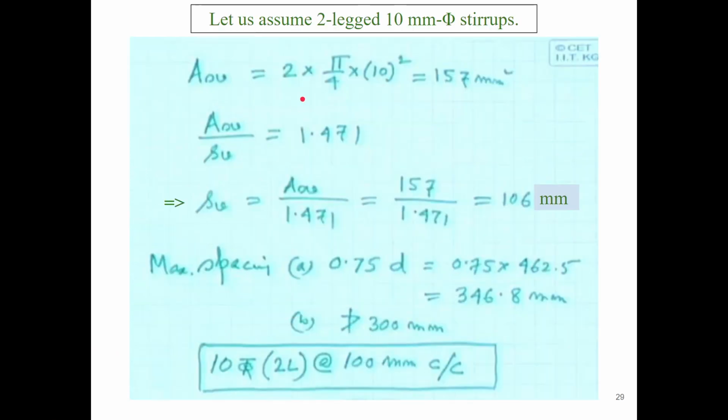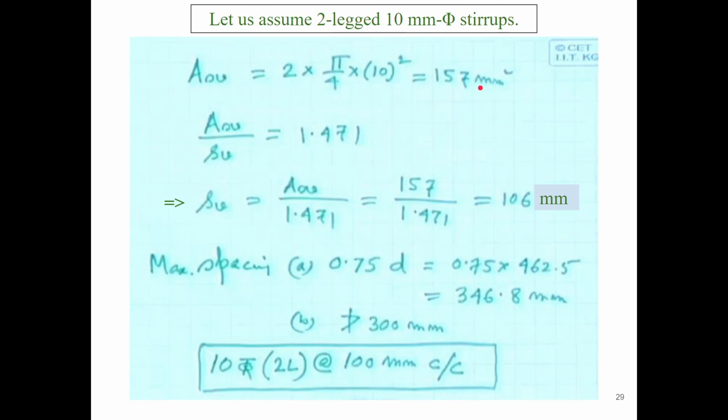Now for Asv, let us assume that we provide two-legged 10 diameter stirrups. Stirrups are generally 8 and 10 diameter, generally because the longitudinal rebars have larger diameter. So it is always between 8 to 10, and let us assume we have provided two-legged 10 mm bar stirrups.